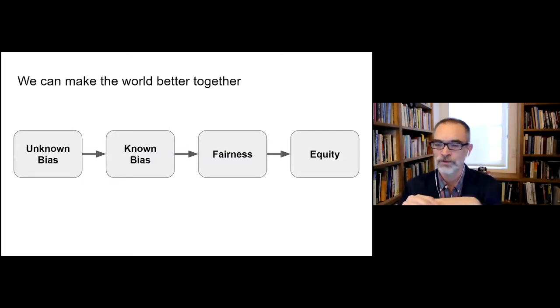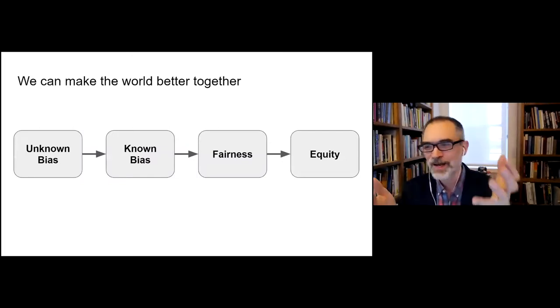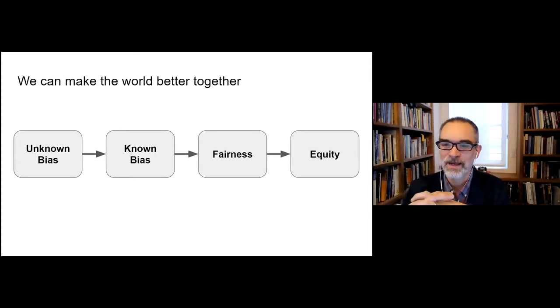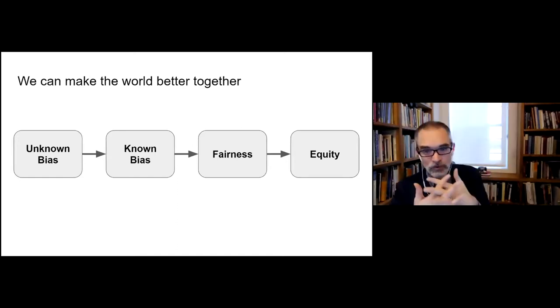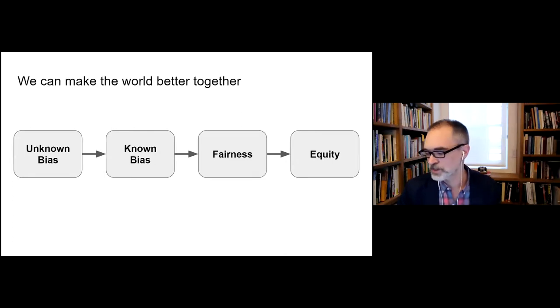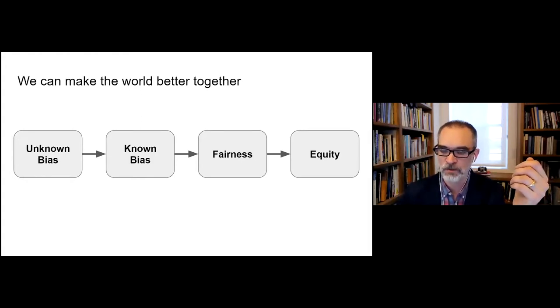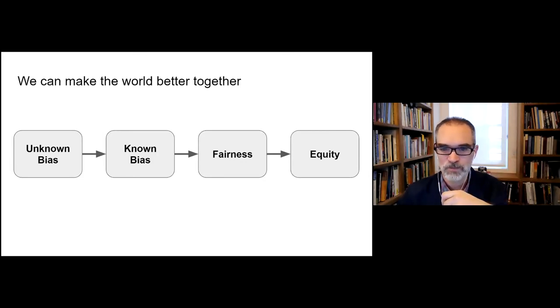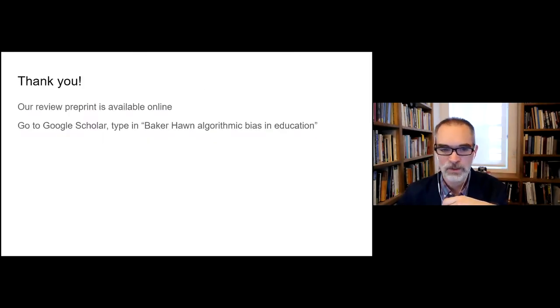So there's been a lot of information in this session. We hope that it's helped raise some concerns about what we don't yet know about algorithmic bias, and that it's clarified some of what we do know, and that it's offered some useful strategies for continuing to work towards equity in education. And as Ryan mentioned before, if you're interested in taking a look at the review preprint of this, it is available if you Google Baker Hahn algorithmic bias in education. So thank you so much.